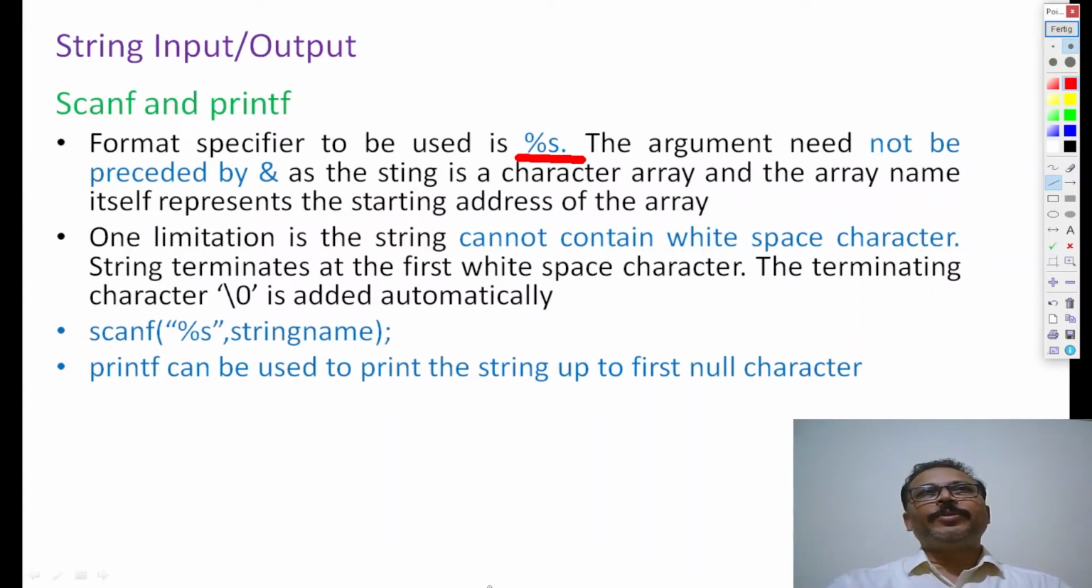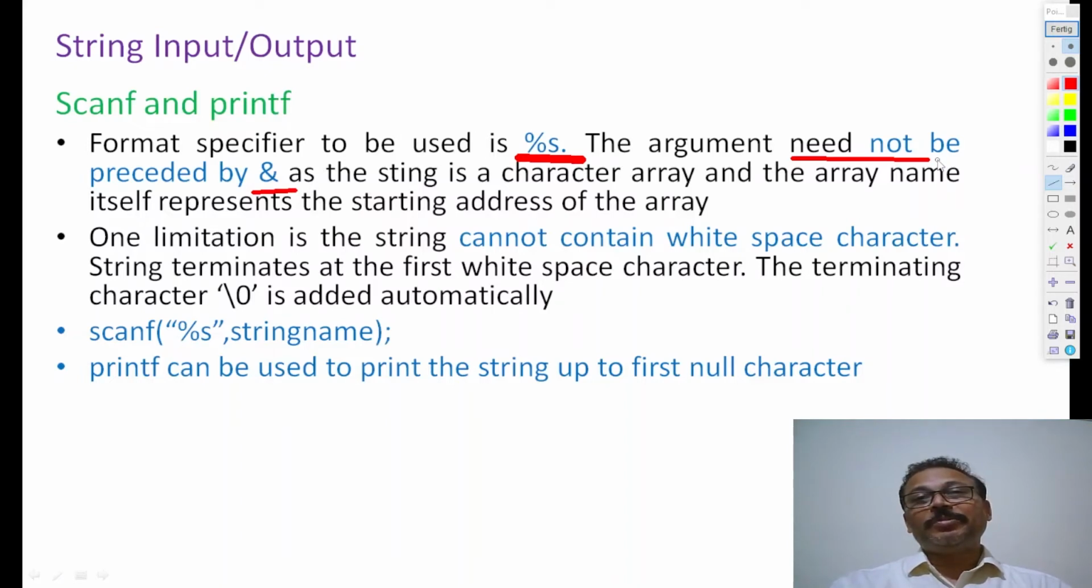The argument need not be preceded by an ampersand. Why? Just think, why? Remember, here it is an array of characters. In the case of an array, as we discussed in the module related to arrays, the array name itself represents the starting address. So you need not specify the ampersand whenever you are using %s to read the string at a time, because the array name itself represents the starting address.